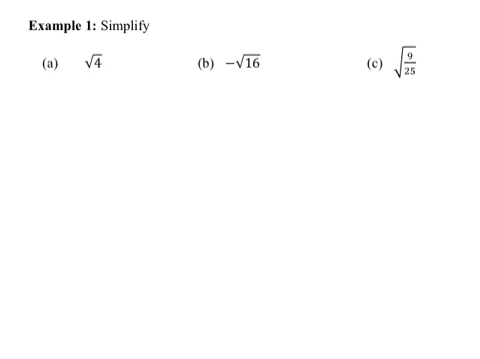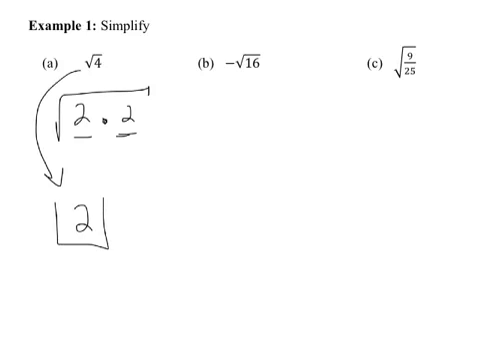When we see a square root, you want to think, what number multiplied by itself gives you 4? Well, it's just 2 times 2. That's what gives you 4. So the square root of 4 is simply 2.